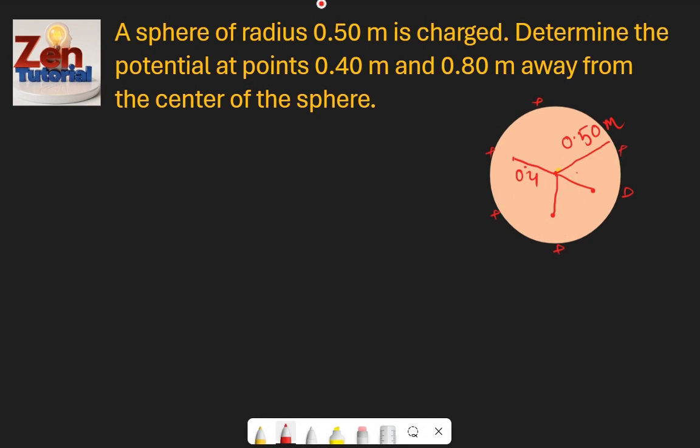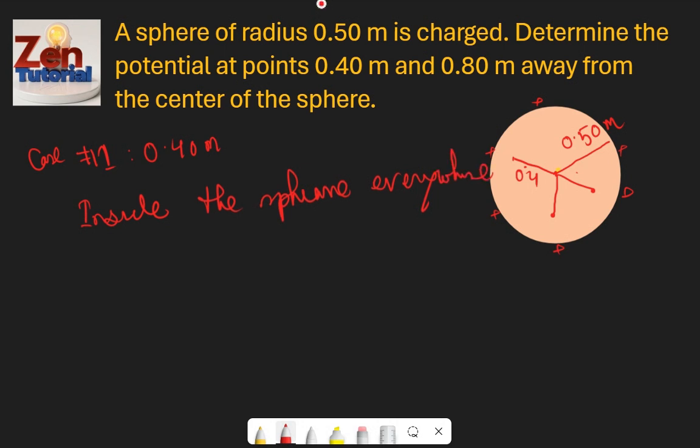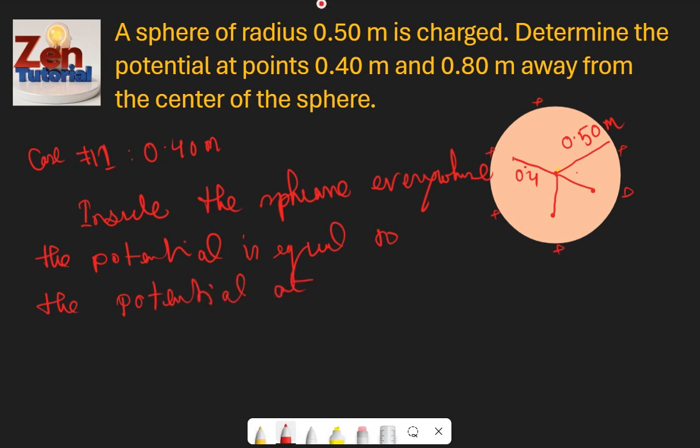So at here, maybe here, or maybe here, from center to 0.4 meter, what is the potential that we have to determine? So case number one, 0.40 meter potential. Here, one important issue is inside the sphere, everywhere the potential is equal to the potential at the circumference.